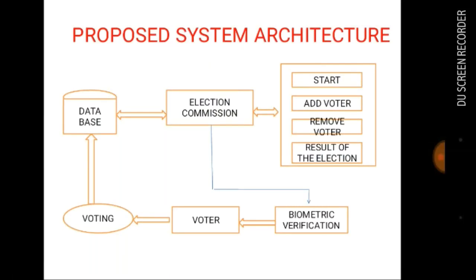The biometric verification is done by the supervisor. After the verification is successful, only then can the voter go to the voting page. If voting is successful, it is stored in the database and the voter is automatically logged out. After the data is stored, the election commission alone can see the particular data, so it is easy to declare the election result on the day itself.